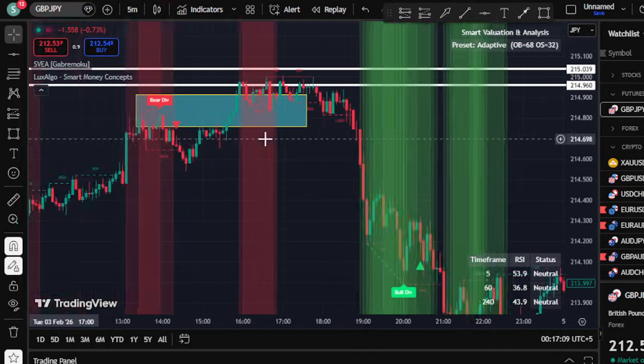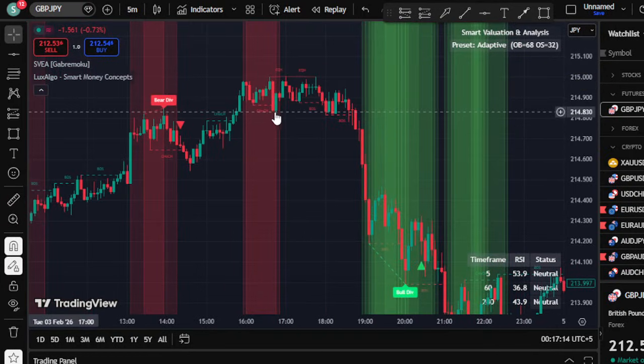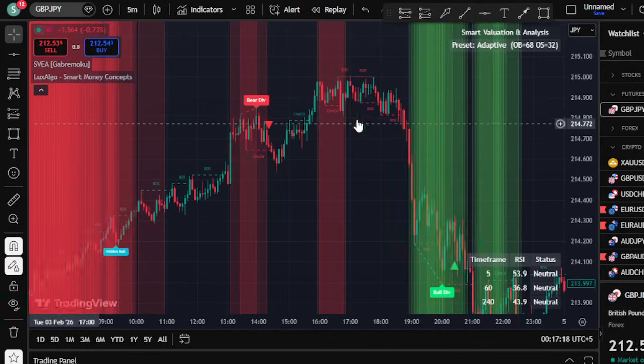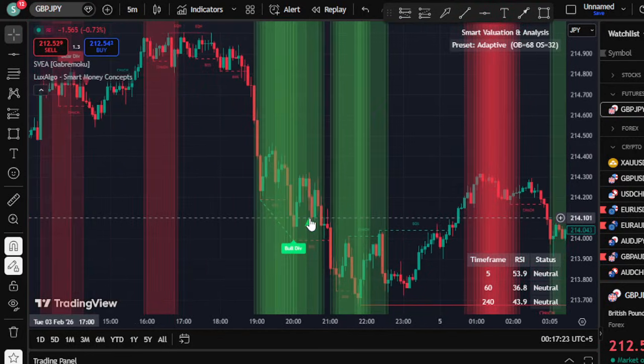And you can also expect another change of character. If there is a change of character, you can see there is a change of character here, then a break of structure will come, and then you can see the price is down. Clear? Okay, now just have a look here.